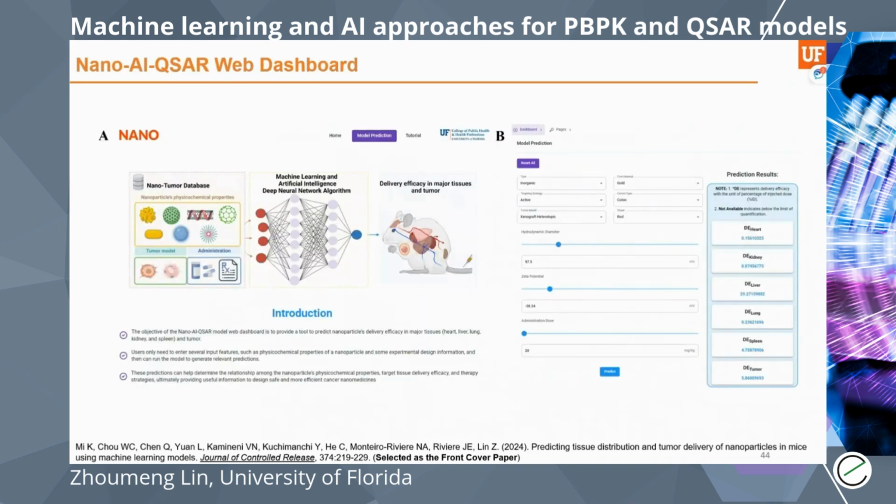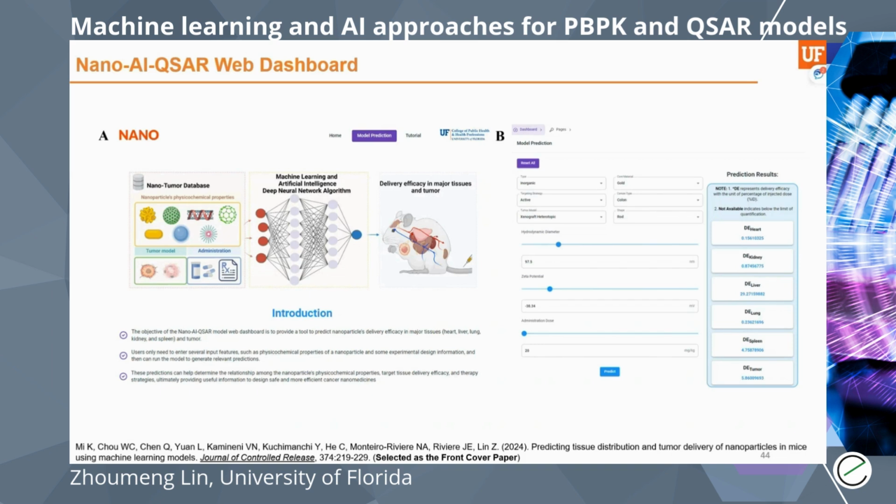Lastly, we converted our model to a web dashboard again. With this web dashboard, nanoscientists just need to input some basic physicochemical properties and experimental study design factors, and then they can quickly predict the delivery efficiency to the tumor and the different organs. This will hopefully serve as an alternative method to help preclinical study of nanomedicine, hopefully to partially replace and reduce some animal study in the field of nanomedicine.